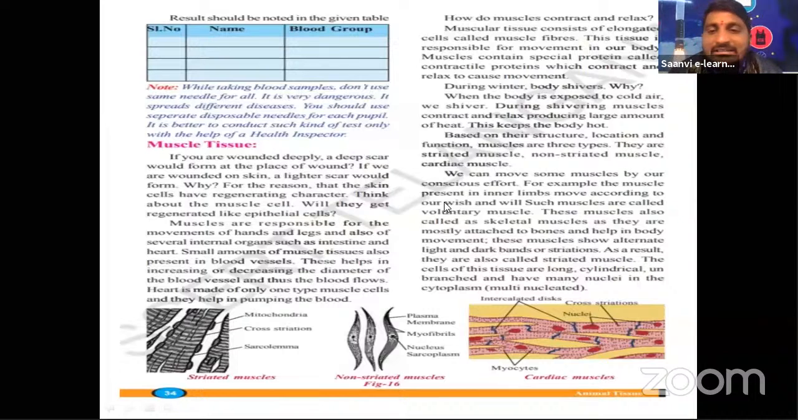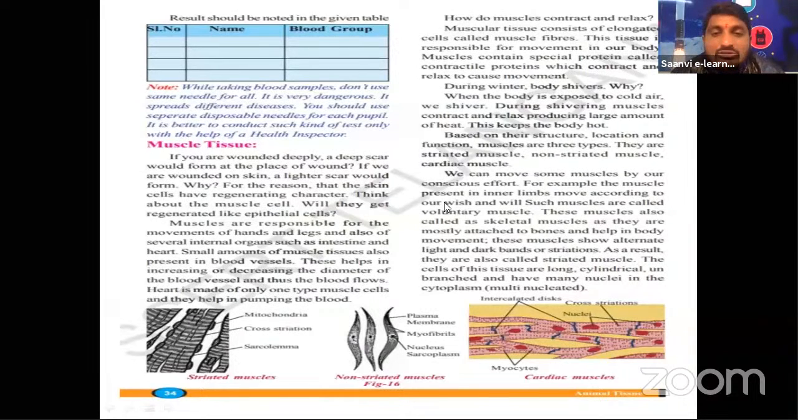Similarly, we can move some muscles by our conscious effort, for example the muscles present in the limbs. As I told you in the last class, the muscles in our limbs move according to our wish. The muscles which move according to our wish are called voluntary muscles. Those which do not move according to our wish, and have their own system, are involuntary muscles.